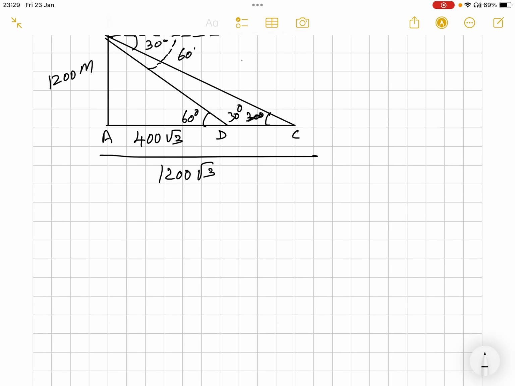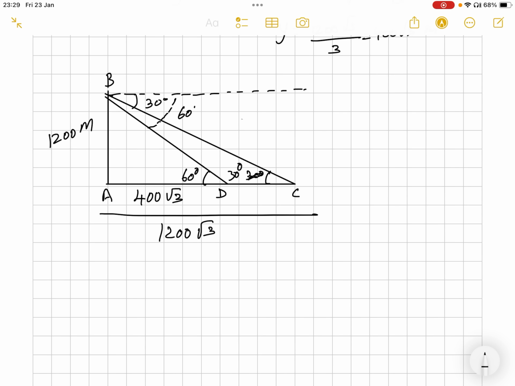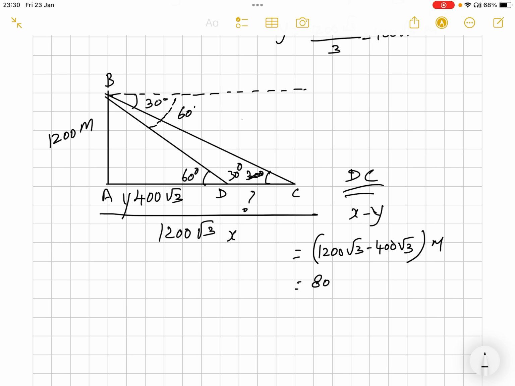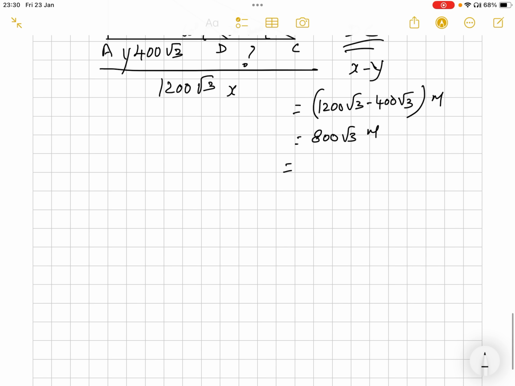And what is the answer? We want the distance between the two ships. One ship is at point C, another ship is at point D, and DC is the distance we want. This is X, and we know this is Y. What we want is X minus Y, which is equal to 1200 root 3 minus 400 root 3 meters, which is equal to 800 root 3 meters.